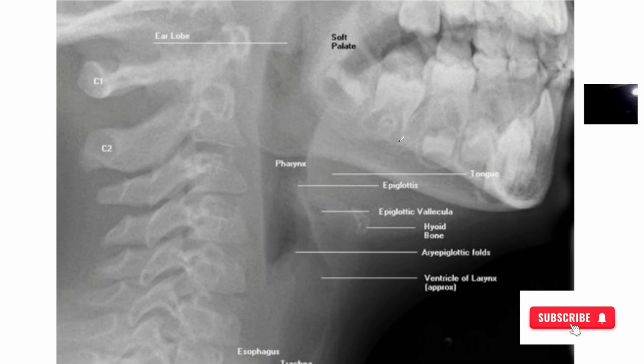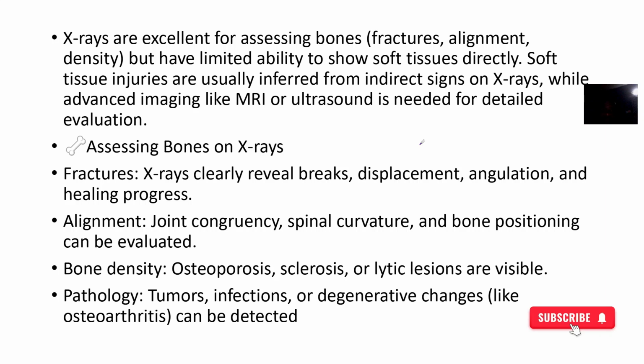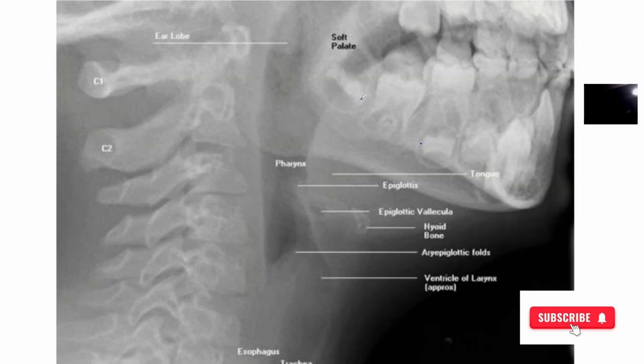Of course, me being able to identify everything here has to do with my knowledge of the anatomy of this area, to a great extent. So X-rays are very important for accessing bones. That's all those fractures, alignment, and all of that. But they have limited ability to show soft tissues directly. So soft tissues is now based on, I know the anatomy of this place, so I can imagine even things that are not there. So they are usually inferred from direct signs on X-rays. Inferred, like, I'm not really seeing it clear, but because I know the anatomy of this place, I can guess.